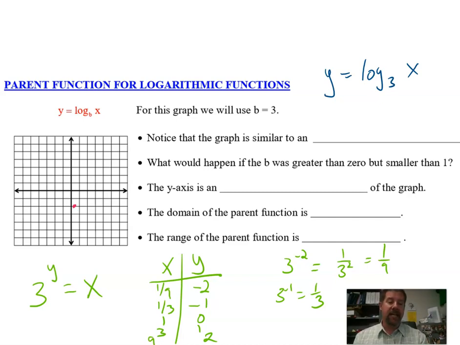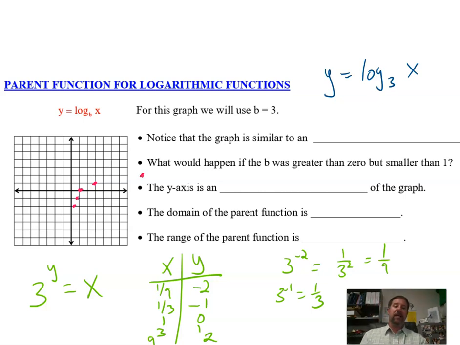So when I plot these now, I got to be careful. 1/9 is the x-coordinate, so I only go over a little bit, and I got to go down to the -2, right? Then I'm going to go over 1/3, so a little bit more, and then I'm going to go down to -1. I'm going to go over 1 and 0. And then I got to go over 3, up 1. And over 9, up 2.